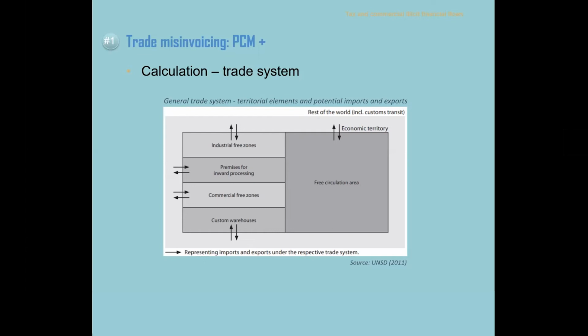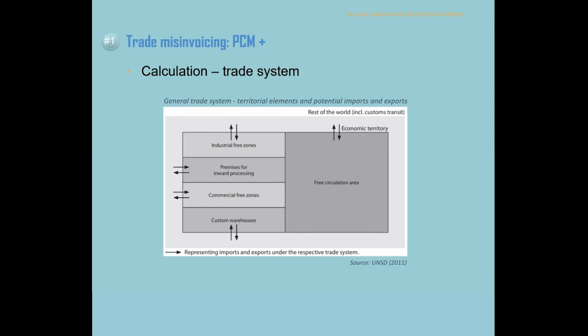So when we analyze the trade system, of course, first we have to identify what the statistical territory of a country is. A statistical territory of a country is a territory with respect to which trade data are being compiled. So we have our mainland, let's say, but then sometimes we might have islands, territorial waters, industrial free zones, enclaves, and so on.